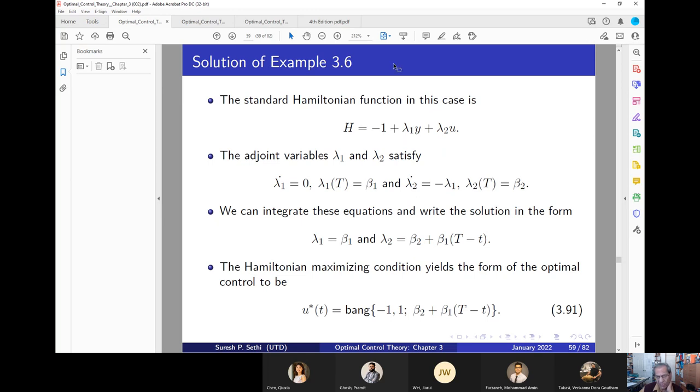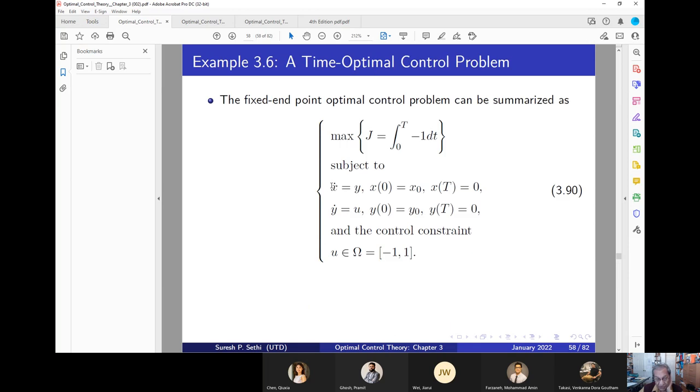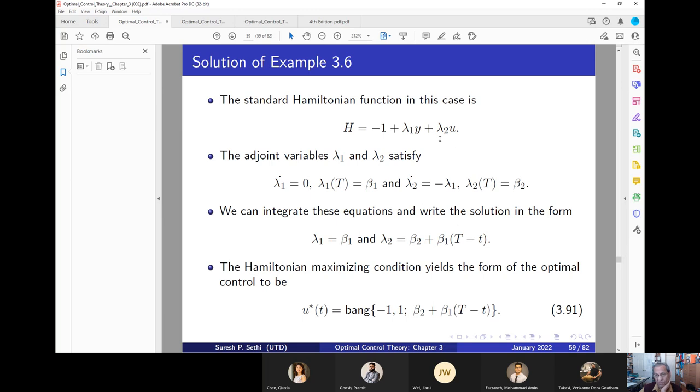Hamiltonian. So there's a straightforward thing we should apply. Hamiltonian is minus one coming from here, lambda one times y, which is lambda one times x dot, which is y, and lambda two times y dot, which is u. I should have put lambda in, but the mu is used for other things. That's why I don't want to put it. So I have a subscript. Otherwise, I would have to say phi and psi or something like that. Okay. So lambda one y, lambda two times u.